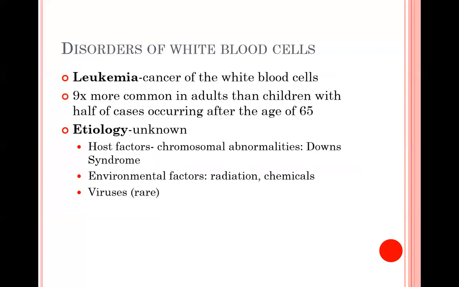Disorders of white blood cells. So we have leukemia. It's a cancer of the white blood cells, 9 times more common in adults than children, with half of the cases occurring after the age of 65. We just think of leukemia as a childhood disease because it's one of the cancers that happens in children, but overall it's more common in adults. The etiology is unknown. Host factors, chromosomal abnormalities such as Down syndrome, environmental factors, radiation or chemicals, and then viruses can trigger leukemia, but that's very rare.